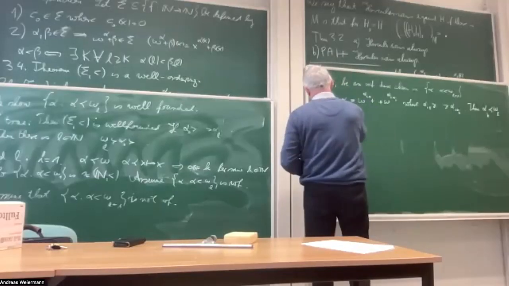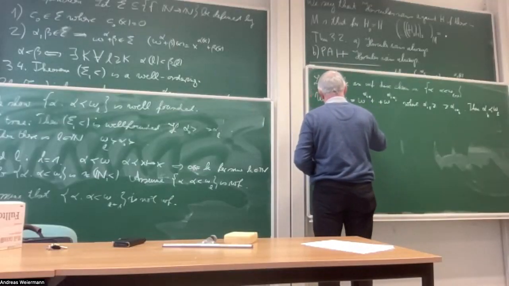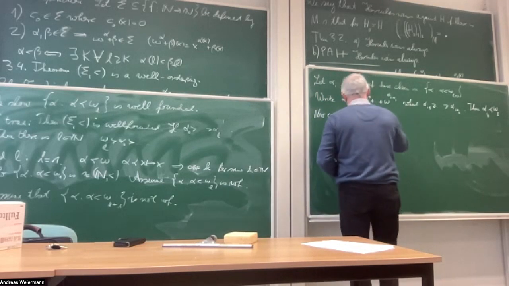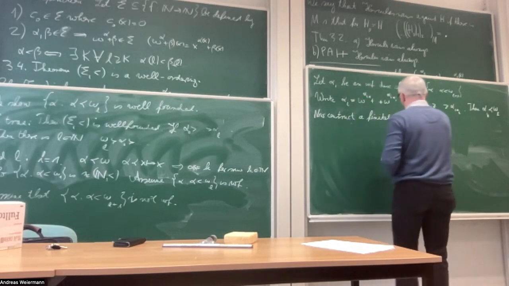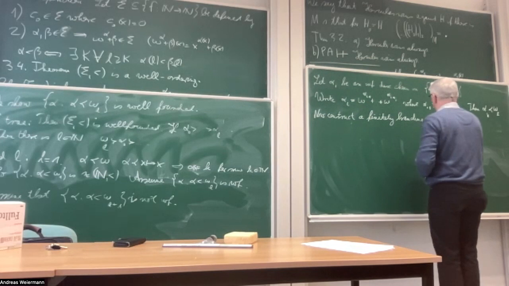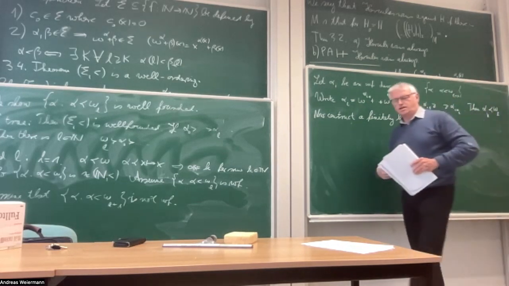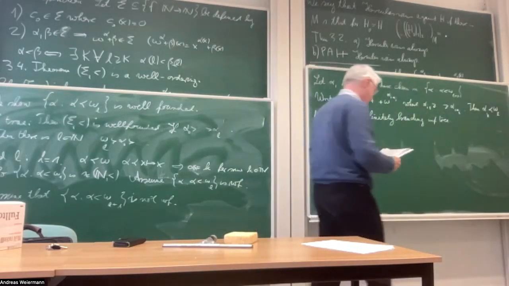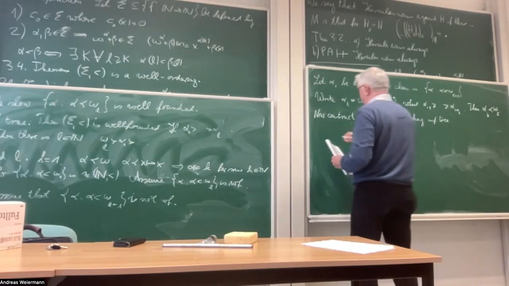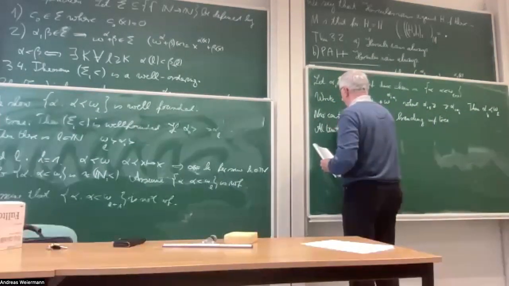Now construct the finitely branching infinite tree. And the tree will appear as a union of finite approximations. So it's time 0.